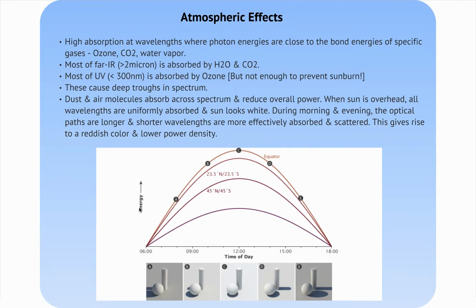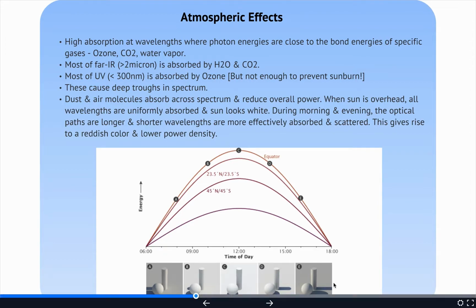So for instance, if you look at the energy as a function of time of day, of course, it is zero right before the sun rises, peaks around noon and goes down, at the equator. At different latitudes, as shown here, it will be different. Right? The more north you go, the total energy goes down. And this is indicated by the shadows in the bottom diagram.